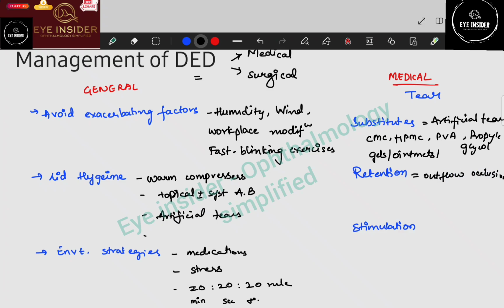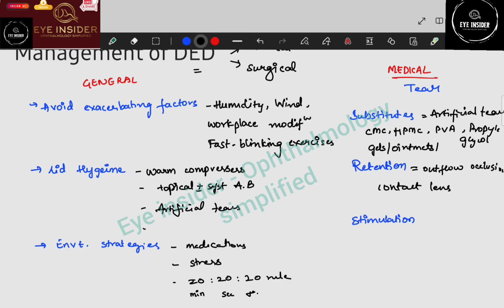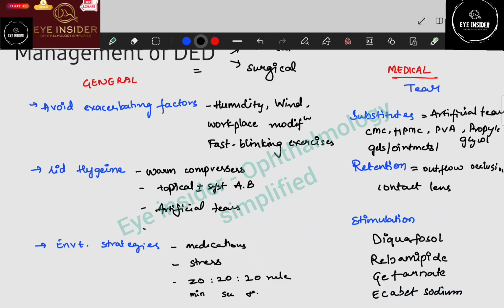Then retention can be done with the help of occlusion of the outflow. So we use contact lens for that. And for stimulation of tears, we have newer drugs like diquafosol, rebamipide, gefarnate, and ecabet sodium. So these three are mucus secretion stimulators, whereas diquafosol is a P2Y2 receptor agonist.